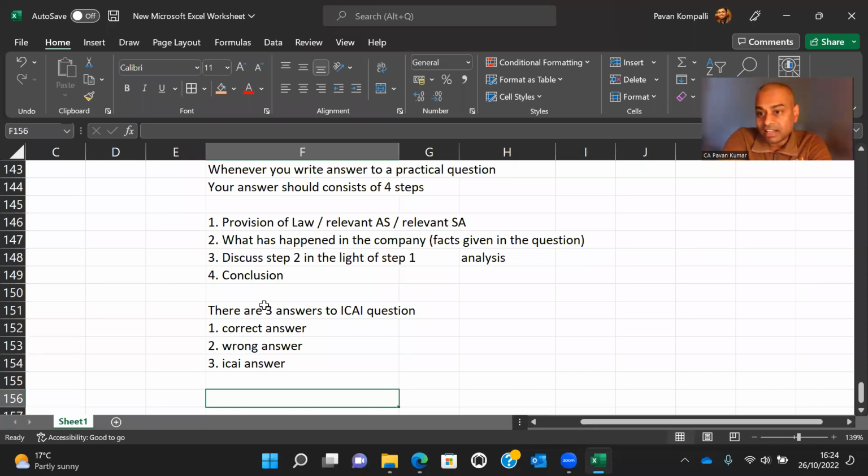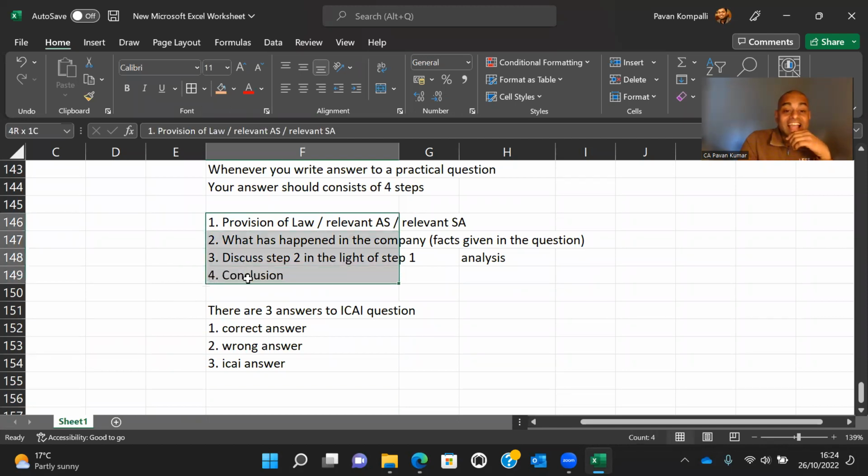Sir, this is sadism, sir. No, this is what I want, how I want, when I want, where I want, in the procedure I want it. Specifications. So you need to write in this format. This is ICAI style of answer.